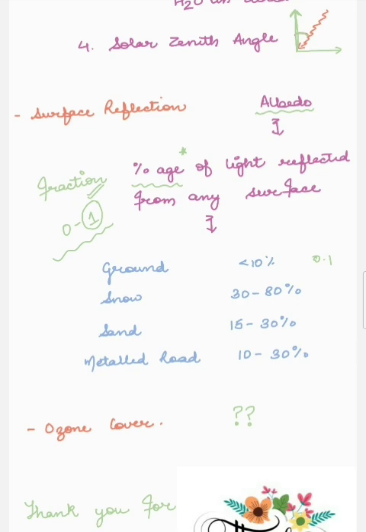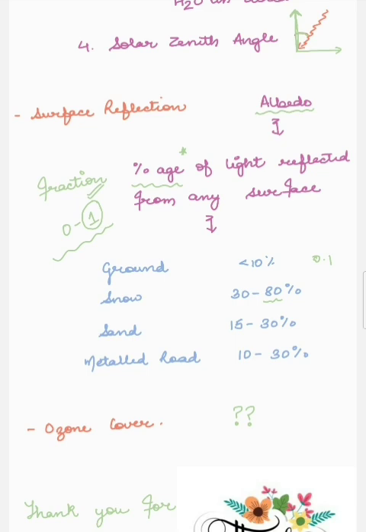For snow, the albedo will be as high as 80%. So, not only are you getting the incident radiation from the sun, the reflected radiation from the snow is also going to affect UV radiation. So, I will tell you this again. Even if you're vacationing in Manali or Switzerland, you need sunscreen, okay? Because snow has a very high albedo.